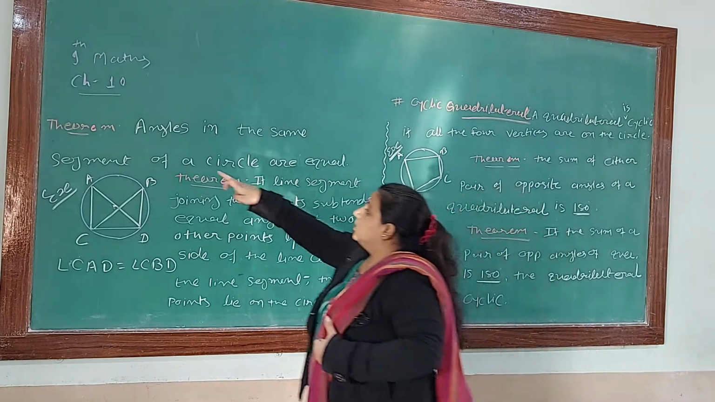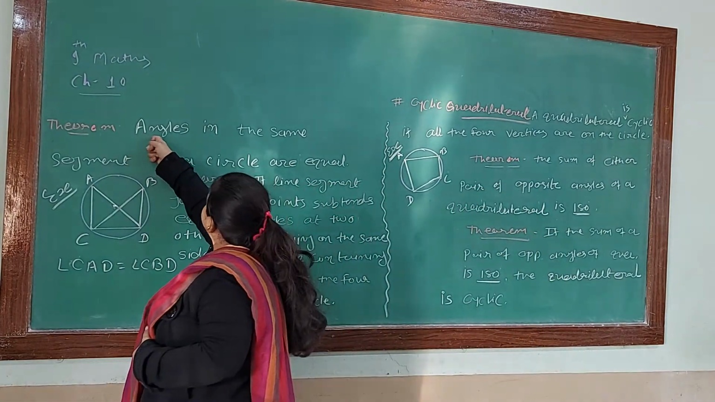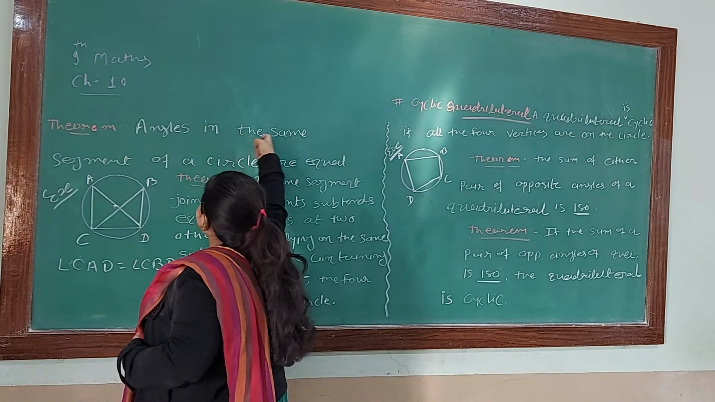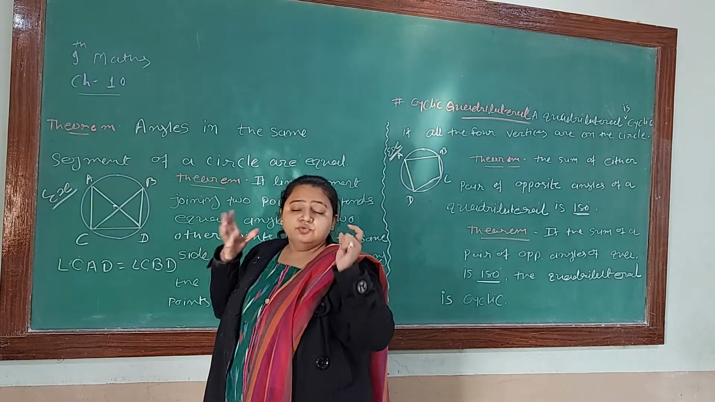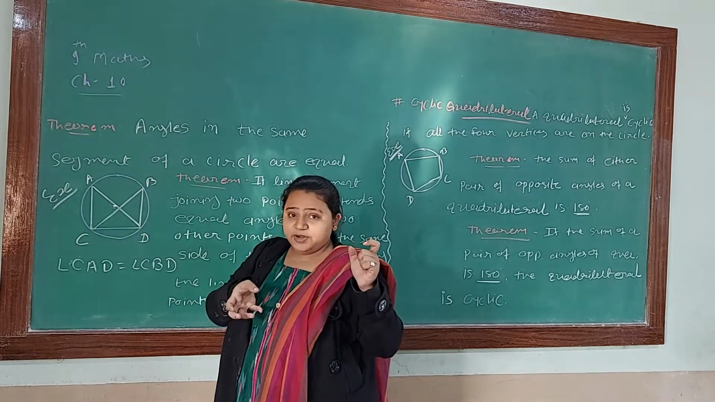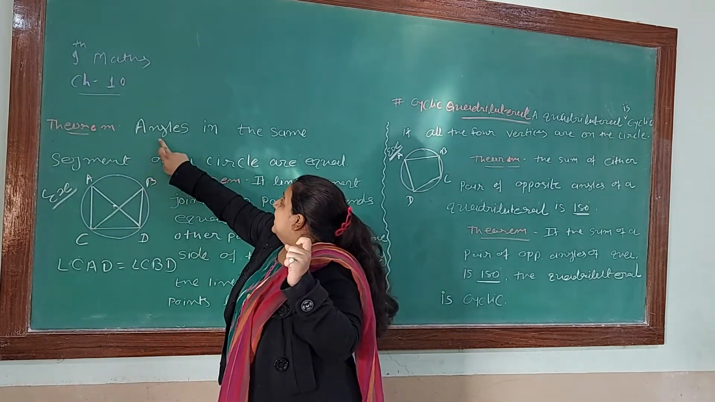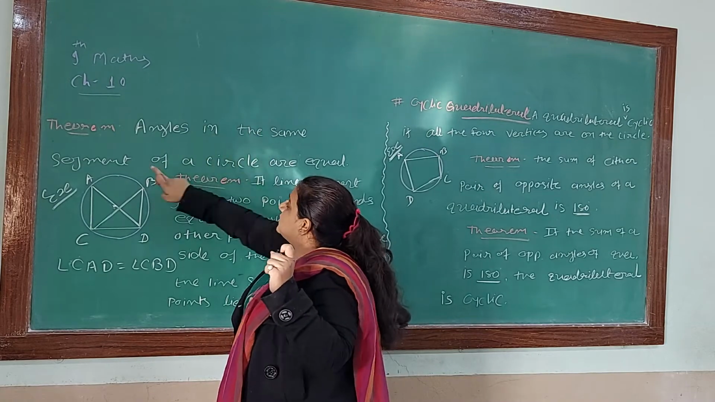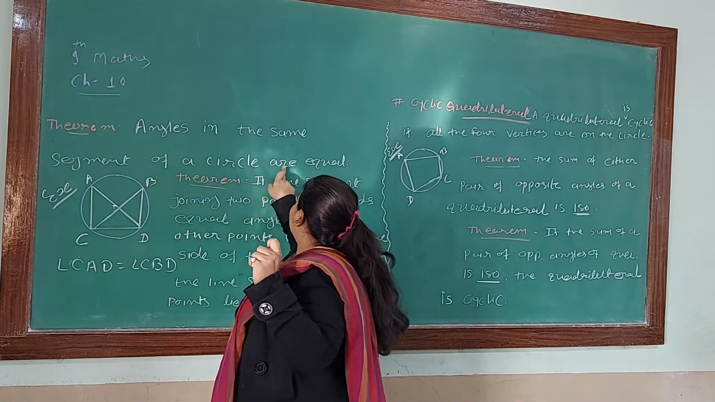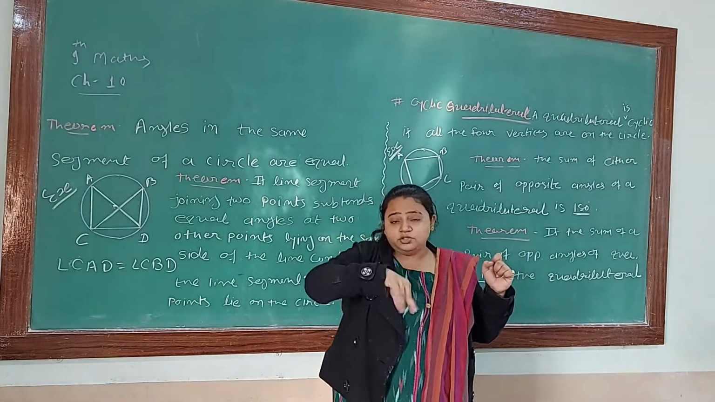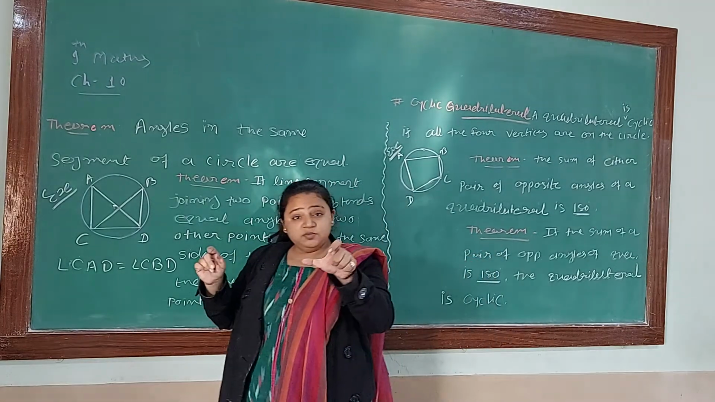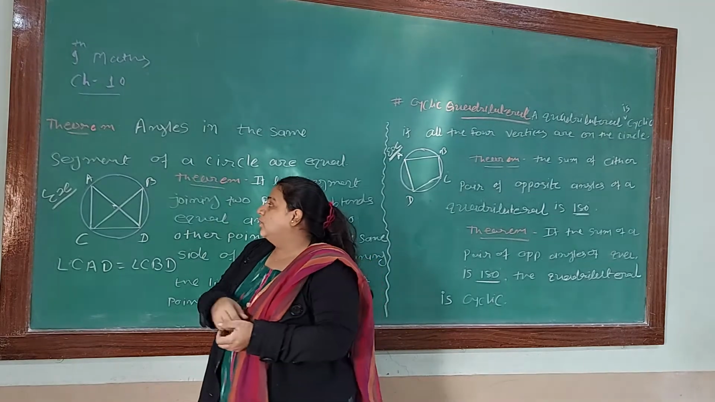First is the theorem: angles in the same segment. I hope that now you know the meaning of a segment, right? Angles in the same segment of a circle are equal. If two angles or three angles are there in the same segment, they will all be equal.